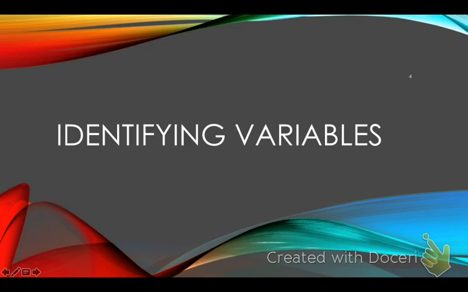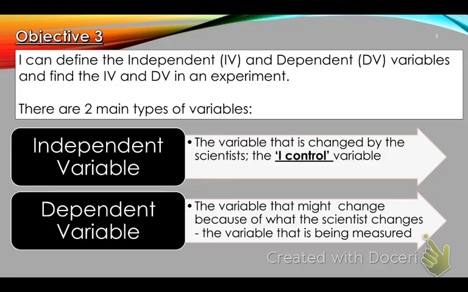Which is identifying variables. So that's what we were talking about, the IV and the DV. So objective 3 is that you can define the independent variable, which is IV, and the dependent variable, which is DV, and find the IV and DV in an experiment. So there are two main types. The independent variable is the variable that is changed by the scientist, the I control variable. Okay?